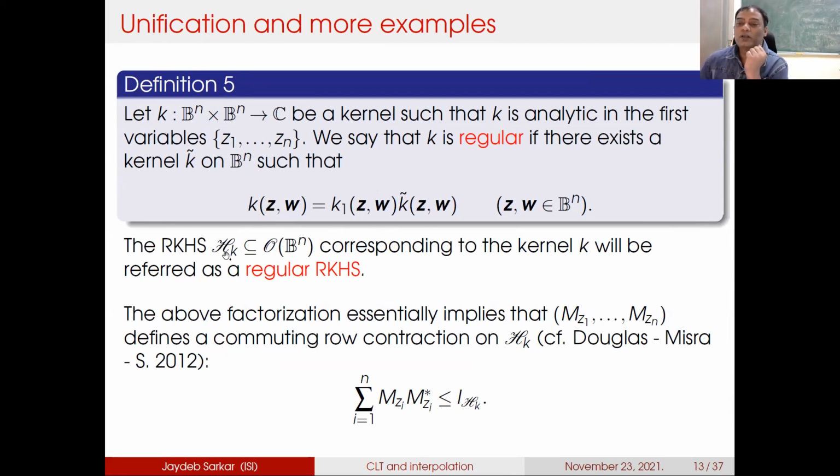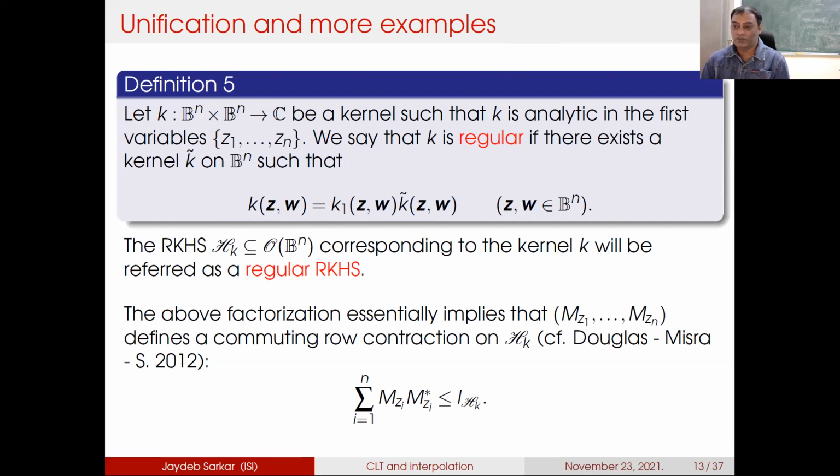And the corresponding scalar valued reproducing kernel Hilbert space, whatever you get, we call a regular reproducing kernel Hilbert space. The idea of this regularity is nothing but to ensure that the multiplication by z_1, z_2, ..., z_n on H_K also defines a commuting row contraction. Of course, they're commuting. So it makes sure that your M_{z_i} are bounded, and it gives you a row contraction.